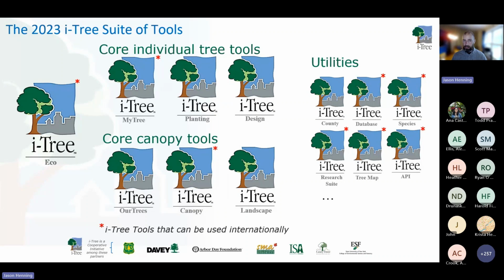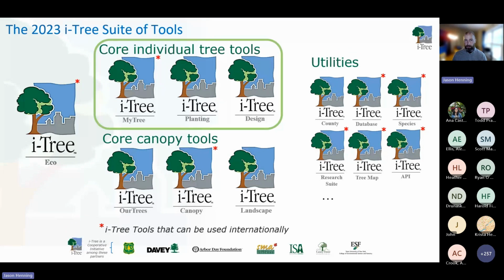So we're going to stick with most of the 7 tools on the left side here. And today we'll go with those top 3 core individual tree tools. That's MyTree, Planting, and Design. And one thing to point out here before I jump off the slide is that of those tools, the only one that works outside the US is MyTree. So if you're working outside the US, probably put your focus on that tool and see if it's right for your application.